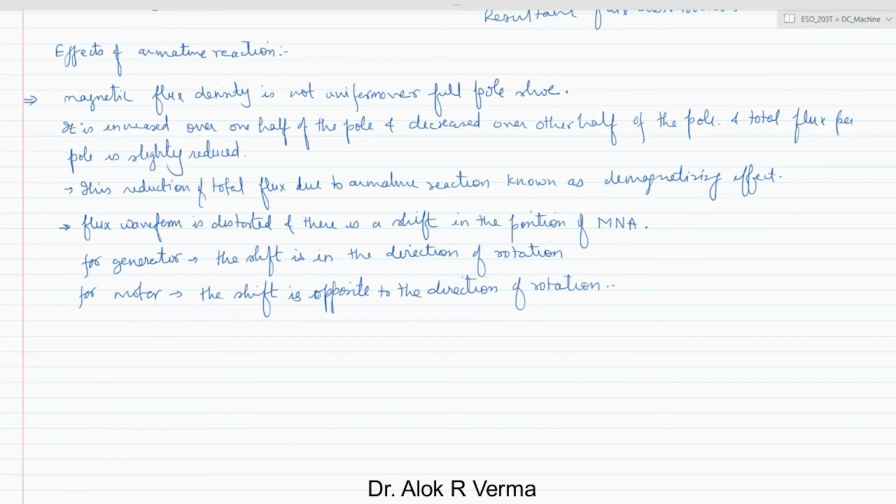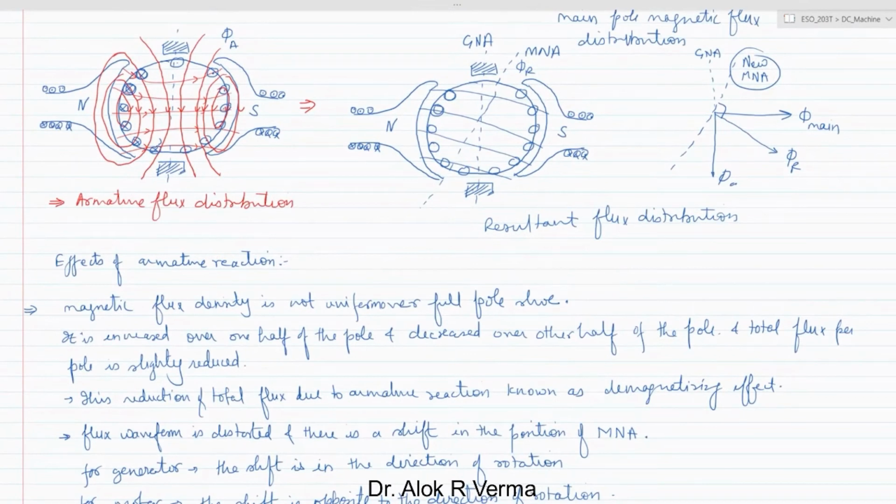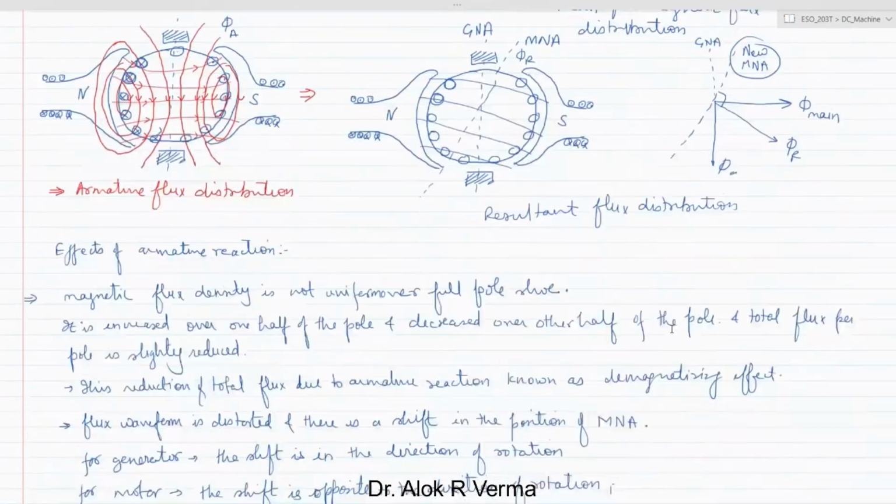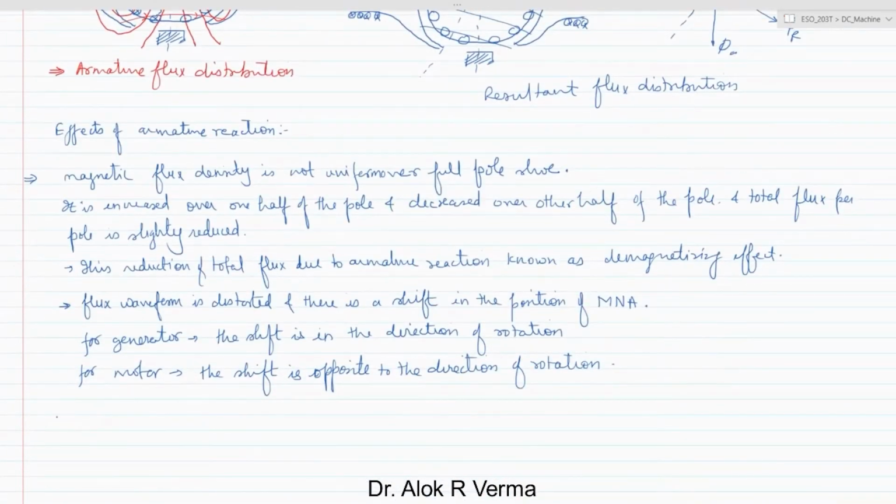One of the main points you can see is that it produces a field. Here it was neutral earlier. If you see, this is the neutral zone, but in this case the neutral zone will have some field due to the armature reaction. So one of the points is that it establishes flux in the neutral zone.